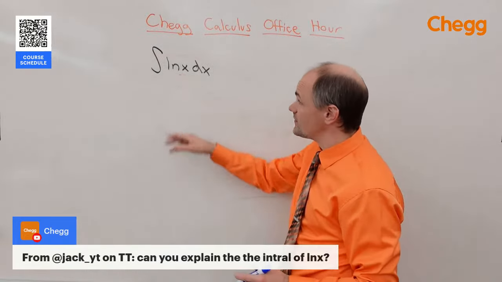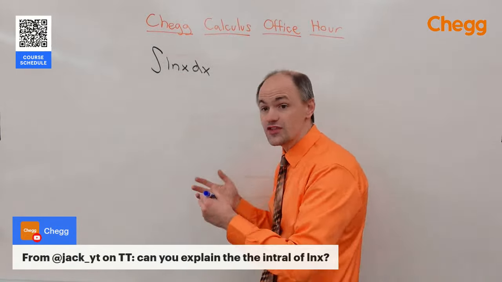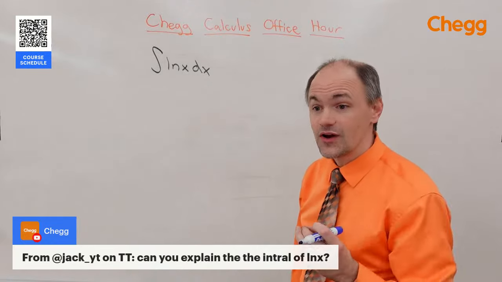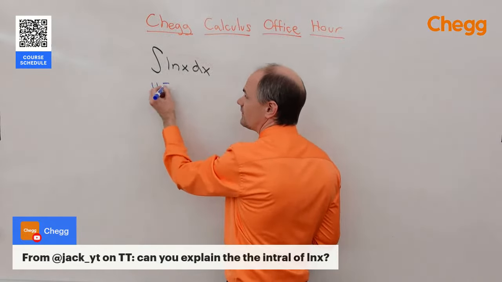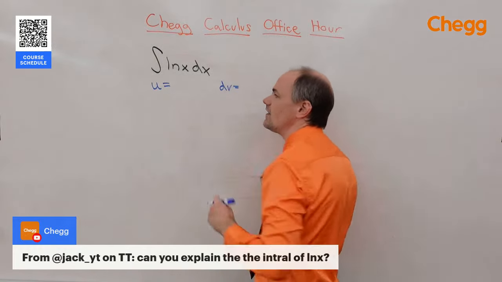For now, we're going to integrate the natural log of x, and the way we're going to do this is with integration by parts. Integration by parts says we're going to identify a u and a dv that make up this equation.